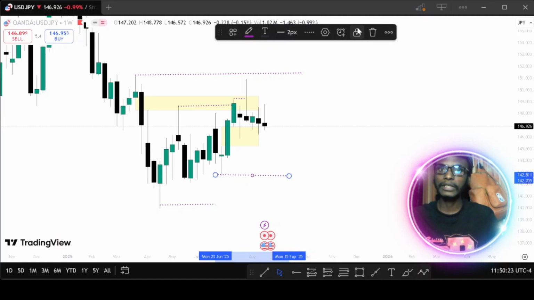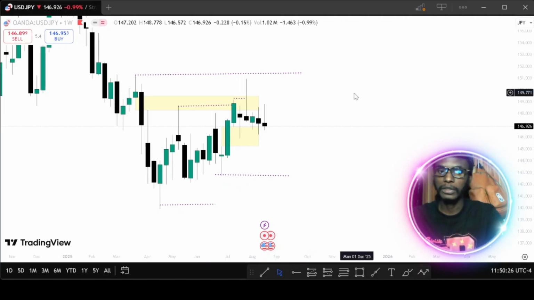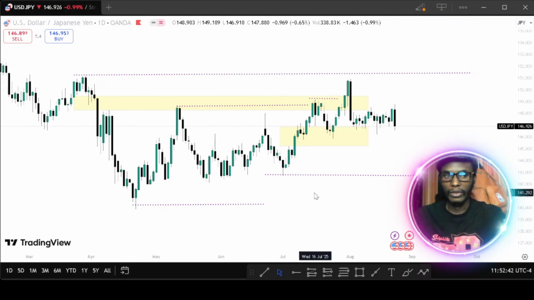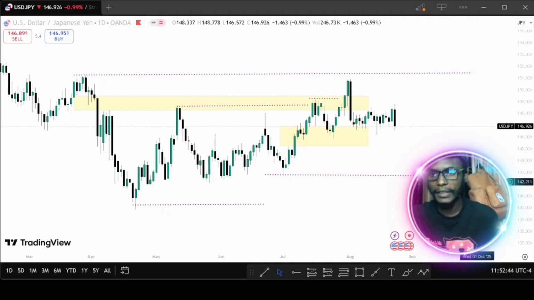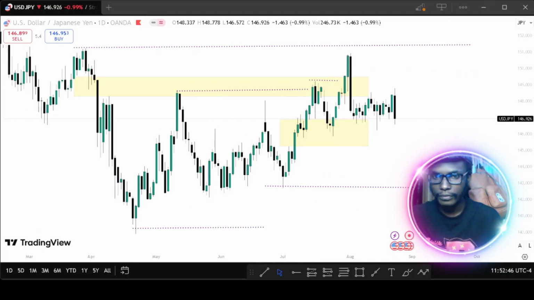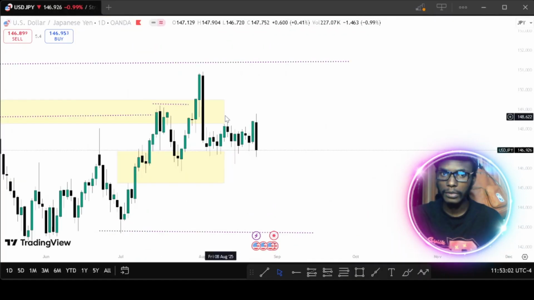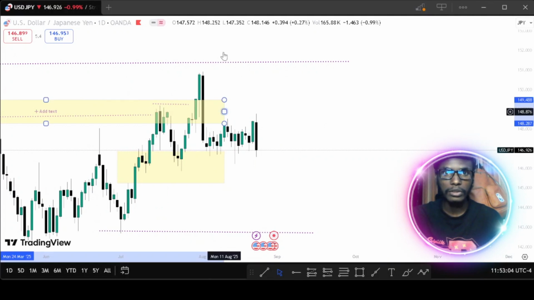So let's head down to the daily time frame because it's top down analysis. All right, this is our daily time frame. So I have to remove some things. Just gotta change some things.